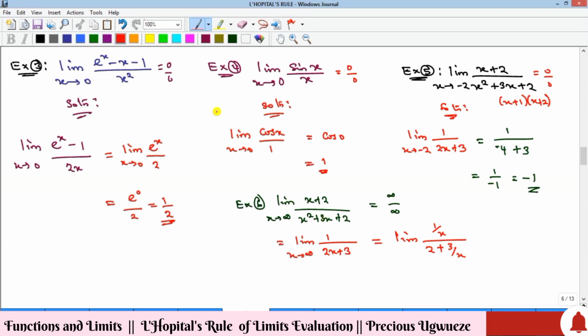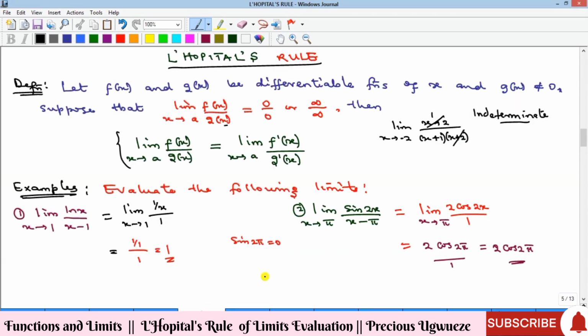Okay, so at this point, if we substitute now as our x goes to infinity, we're going to have 1 all over infinity over 2 plus 3 over infinity. And so this is equal to 0 all over 2 plus 0. So 0 all over 2 is actually equal to 0. So okay, so that's about L'Hopital's rule for evaluating limits.